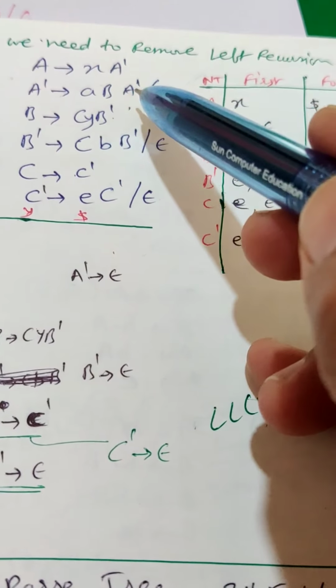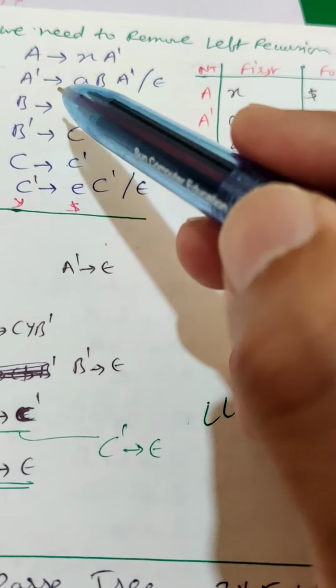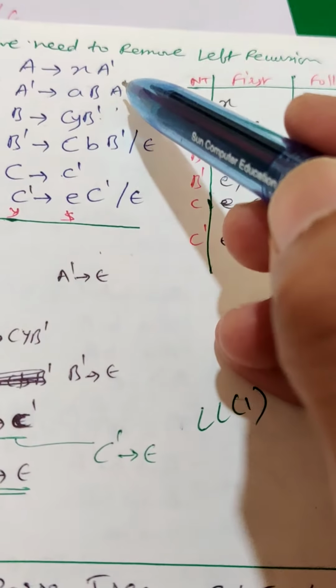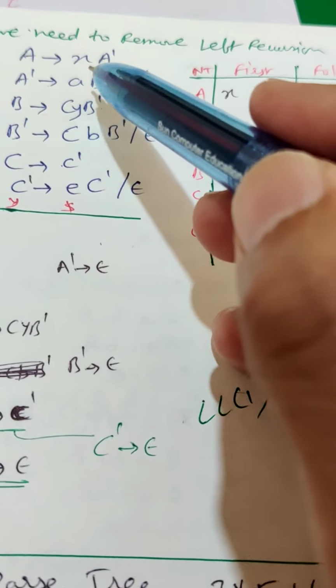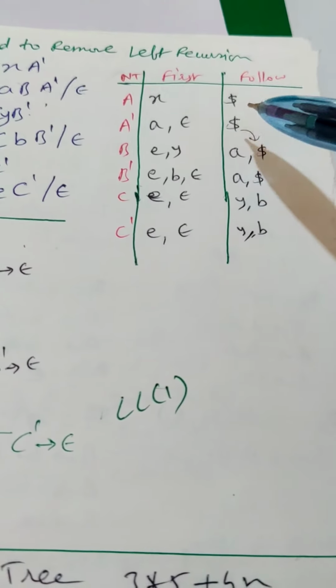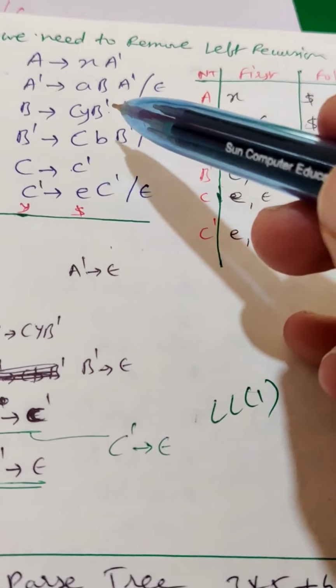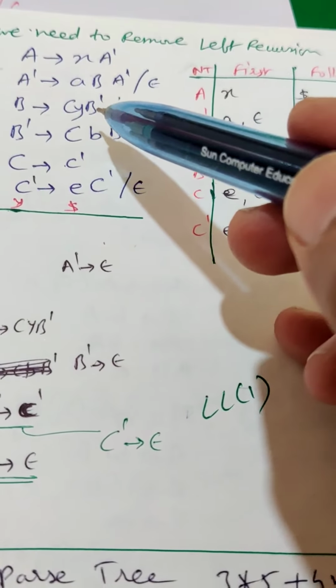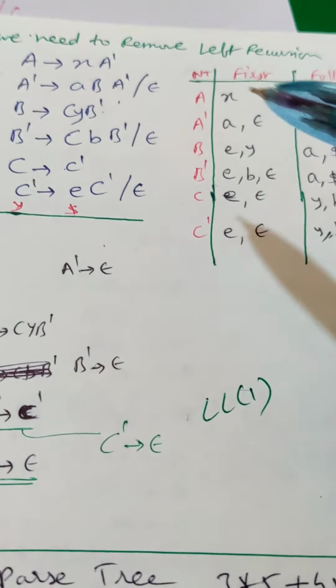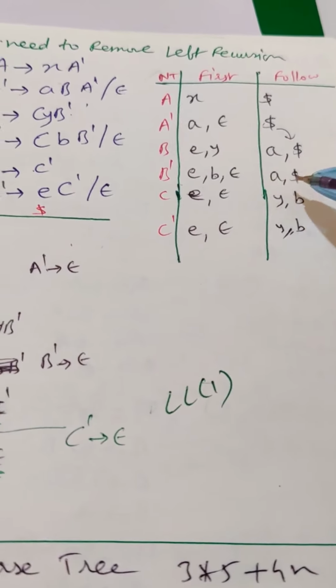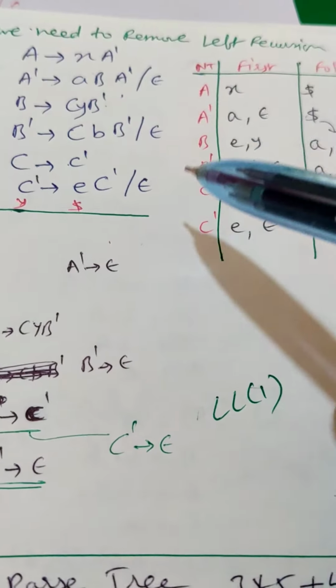follow of B is first of A dash. First of A dash is already done, A, and then if A dash goes to epsilon, then follow of B will be follow of A dash. That's why you have to copy follow of A dash, that is dollar, here. Okay. Then after that, what you want is follow of B dash. Follow of B dash is follow of B, last non-terminal. So follow of B, you have to copy here A dollar as it is. Follow of B dash, leave it.